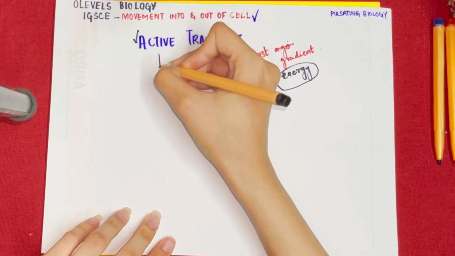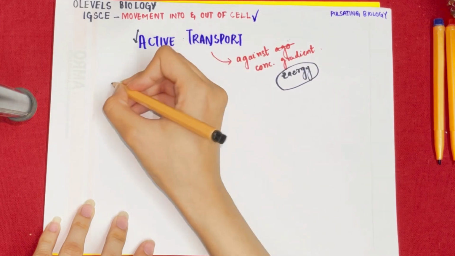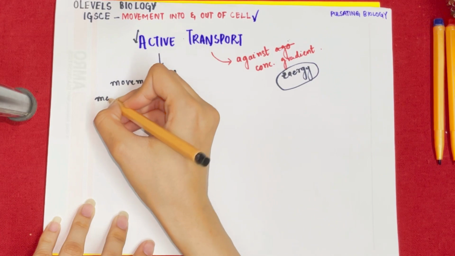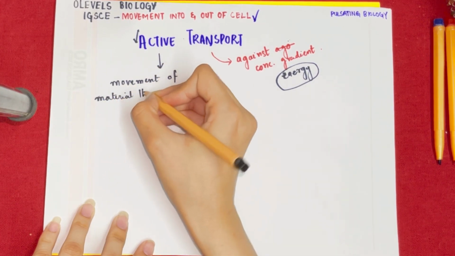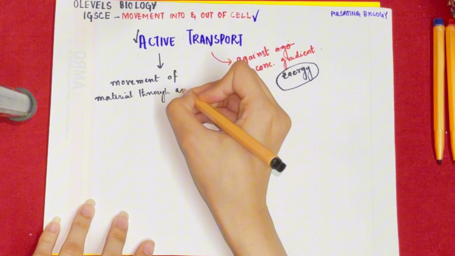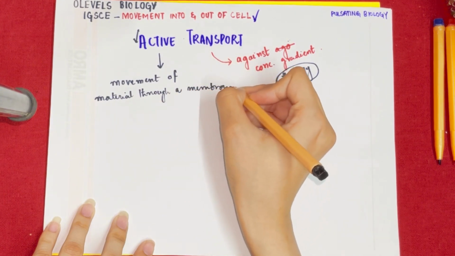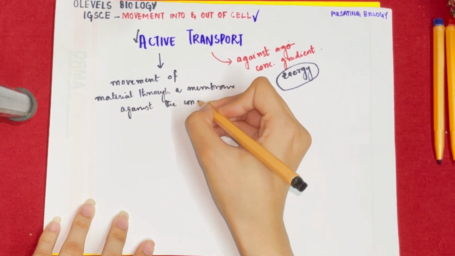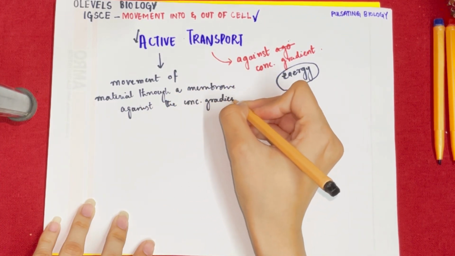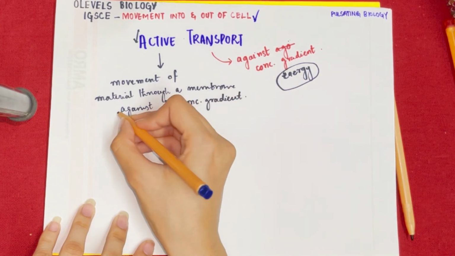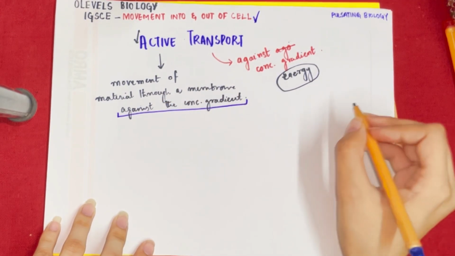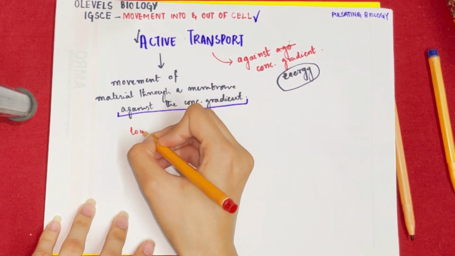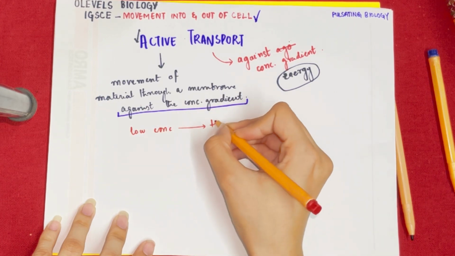Let's write it down. The exact definition of active transport is the movement of material across a membrane against the concentration gradient. The key word here is against the concentration gradient, which you need to keep in mind. The movement of the material takes place from the low concentration to the higher concentration.